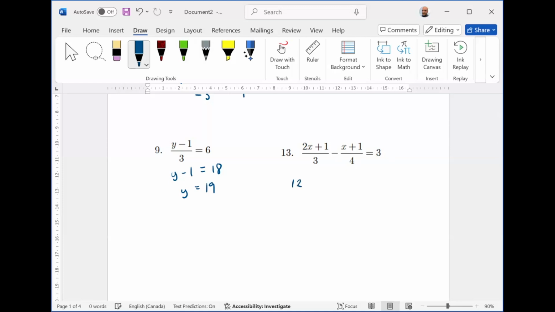So we're going to get 12 multiplying 2x plus 1 over 3, subtract 12 multiplied by x plus 1 over 4, is going to equal 12 times 3, which is 36. Great. Now what? How do we simplify this? This is all yours, Caden. So now you have to fix this mess. Cancel the 12 and the 3 and the 12 and the 4.